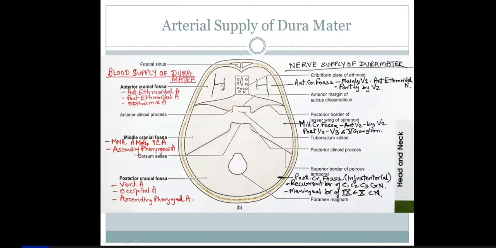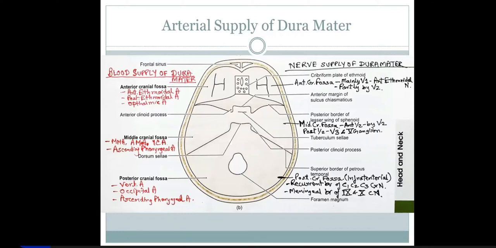Now, this anterior cranial fossa, the dura here, right? The dura lining, covering this. First of all, let me tell you, if you could open the cranial wall, this meninges, the outer layer, can be easily separated out, right? So that space is the epidural or extradural space, right?